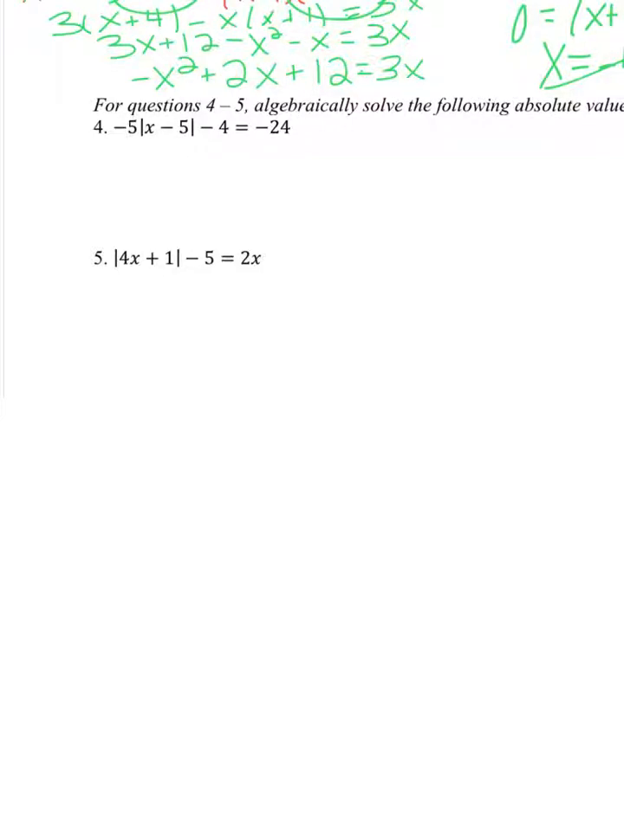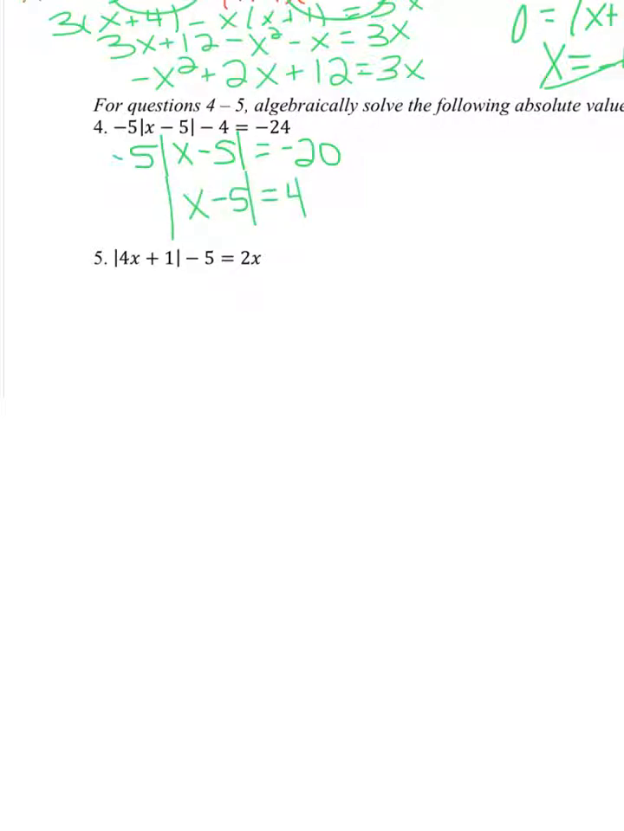And then 4 and 5, absolute value equations. Very straightforward. Isolate the absolute value, set up two equations, and then solve each one and check them. So for number 4, I'm going to add the 4 over. So negative 5 times the absolute value of x minus 5 is equal to negative 20. So the absolute value of x minus 5 is equal to 4.